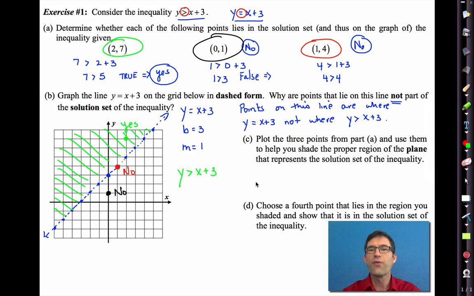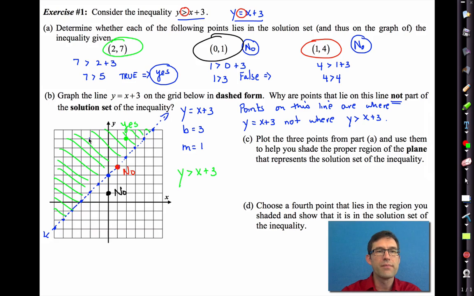Letter D says, choose a fourth point that lies in the region you shaded and show that it is a solution set of the inequality. All right, now I'd like you to do this for letter D, and then we'll come back and I'll choose one of my own. But pause the video now and see if you can do letter D. All right, let's go through it.